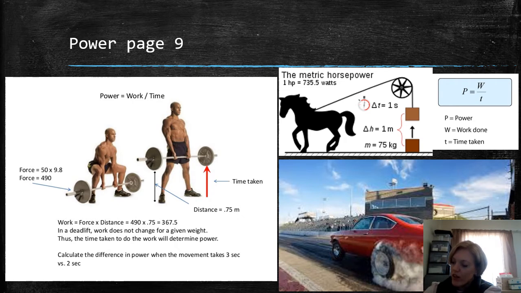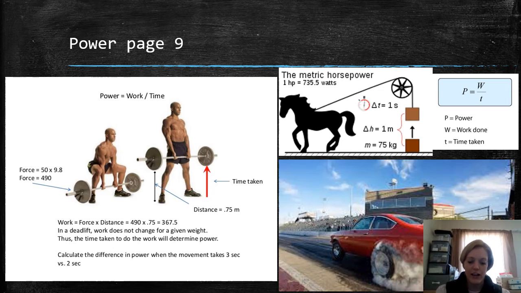Let's look and see what is our work for the 2 seconds one. We've got a work of 367.5 divided by 2. And the answer we should have is 183.75. Let's see how much power he's used in 3 seconds. Use exactly the same work. We are trying to find how much power he's used in 3 seconds. We use exactly the same value for work, which is 367.5, but here we divide it by 3.